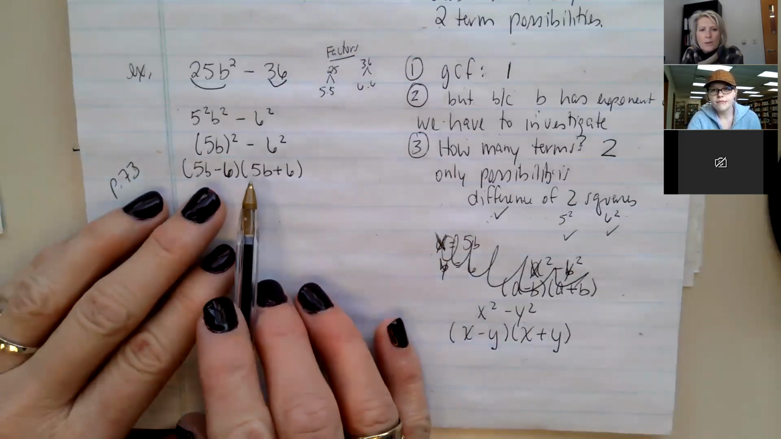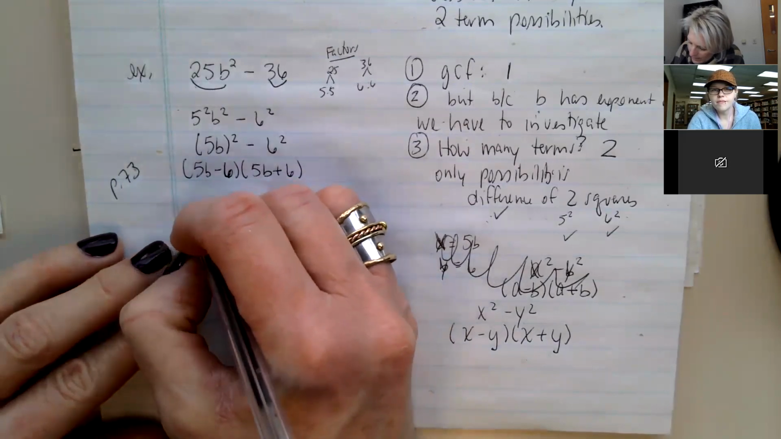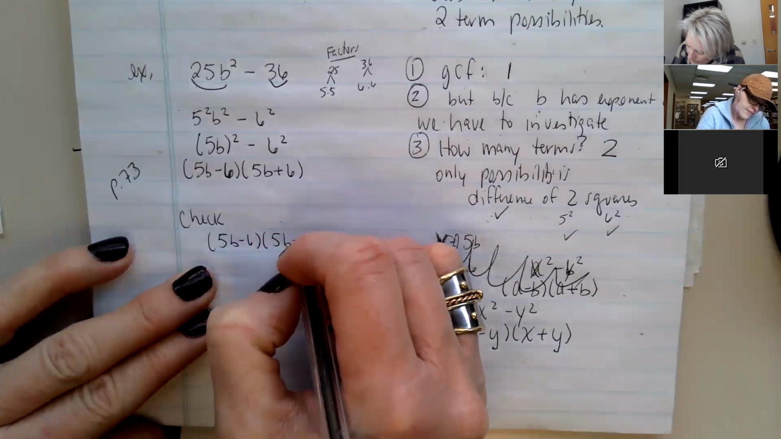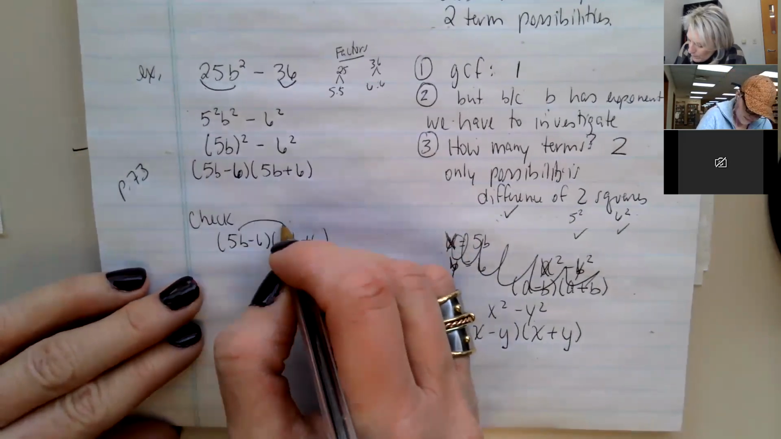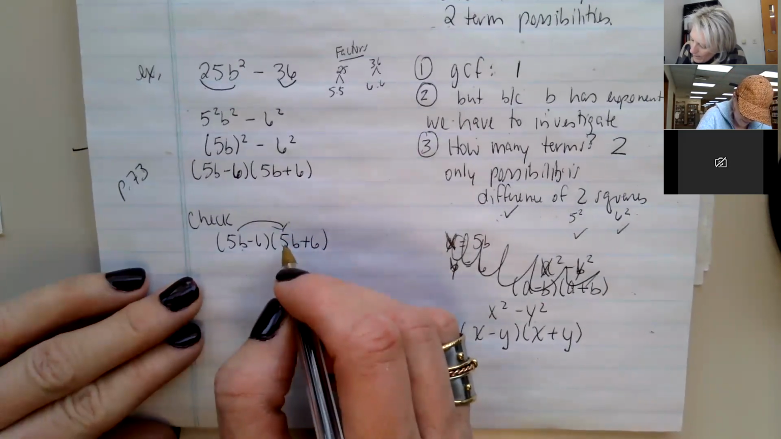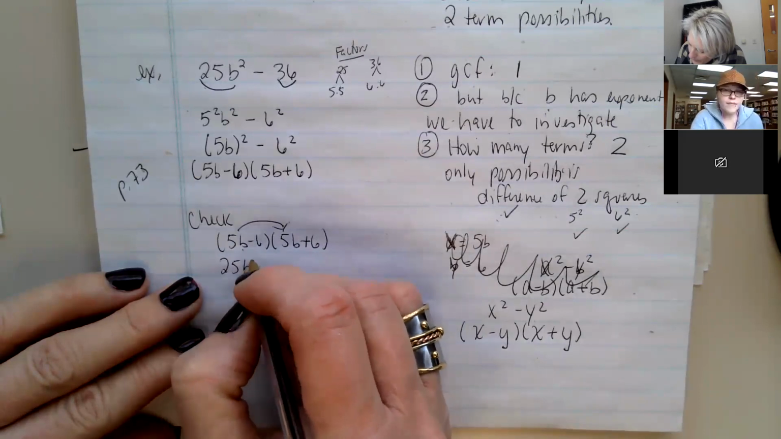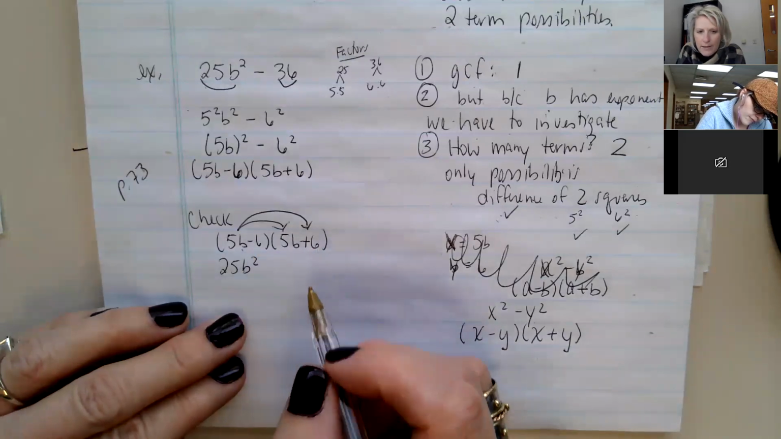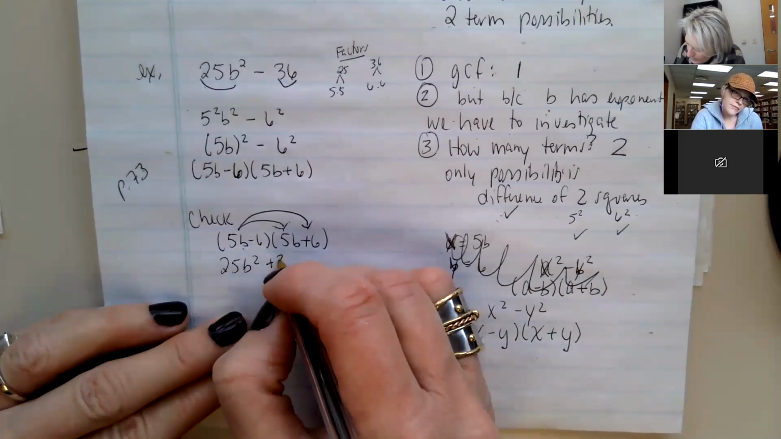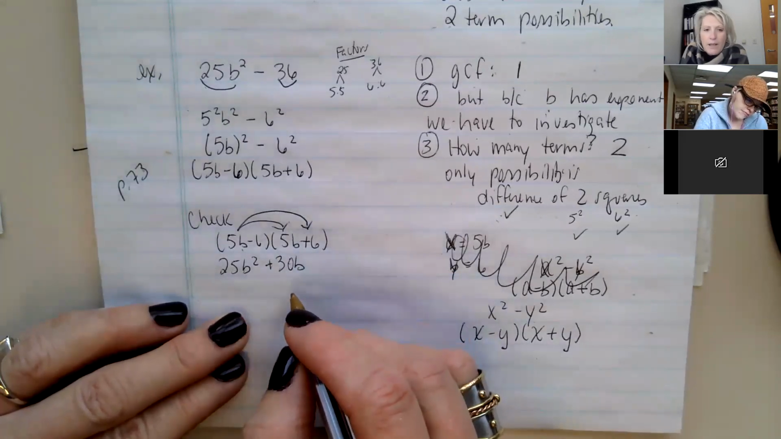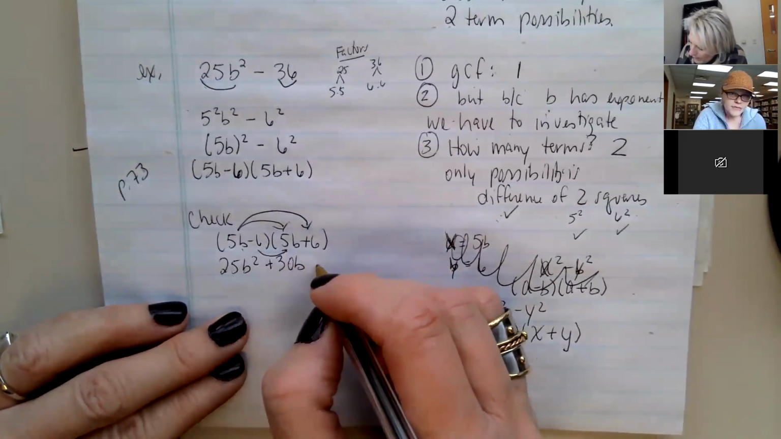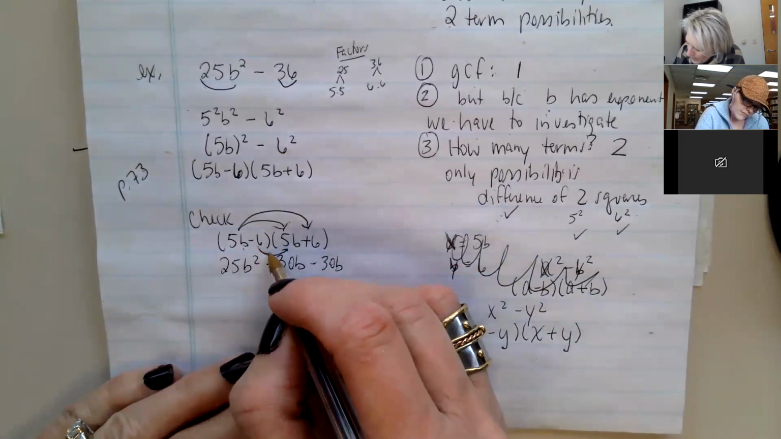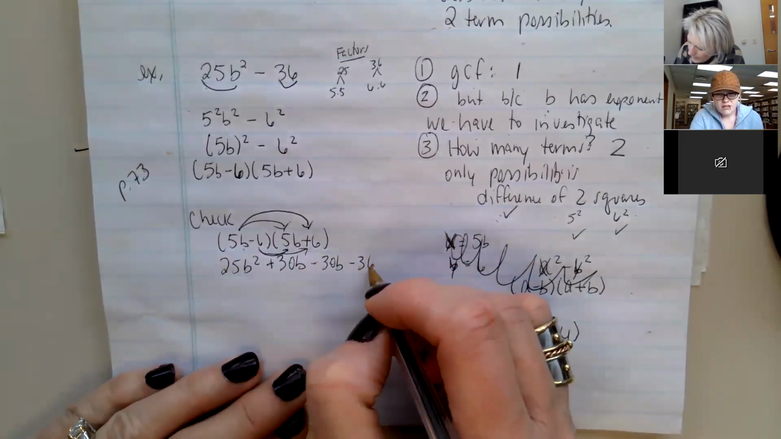So let's just prove that this worked. Let's just check. So to check our work, we're going to multiply these. We're going to use FOIL. So 5b times 5b is 25b squared. And then 5b times 6 is plus 30b. And then minus 6 times 5b is minus 30b. And then minus 6 times 6 is a minus 36.